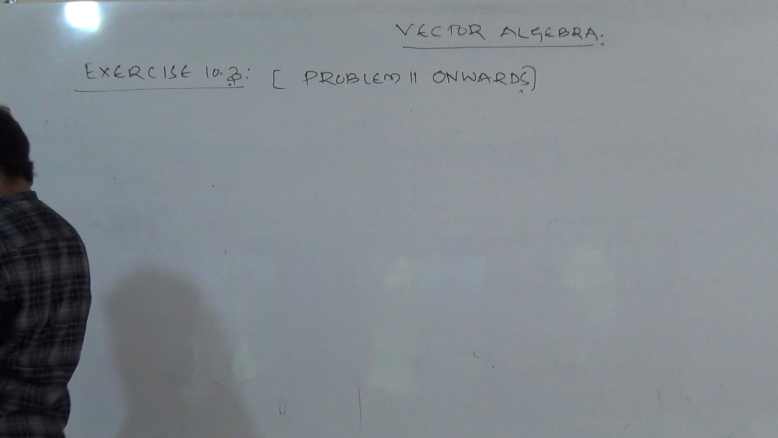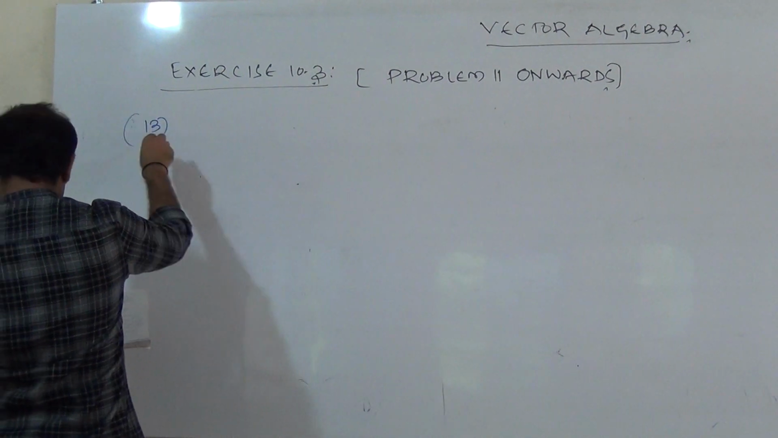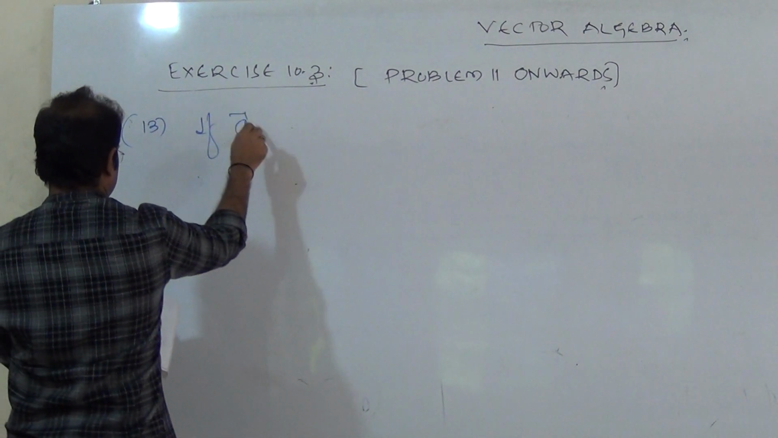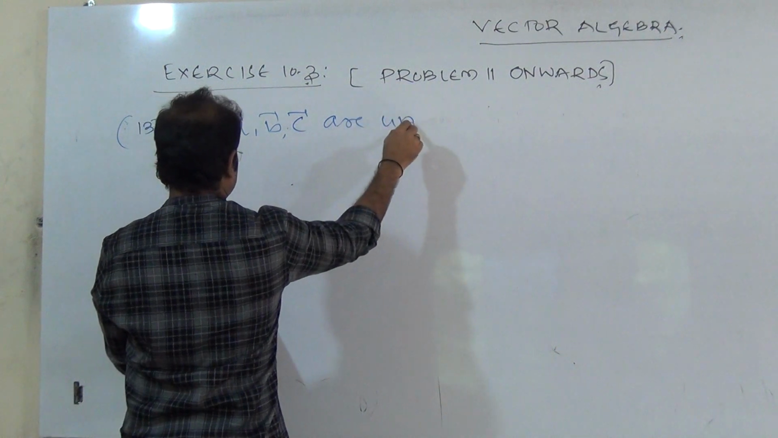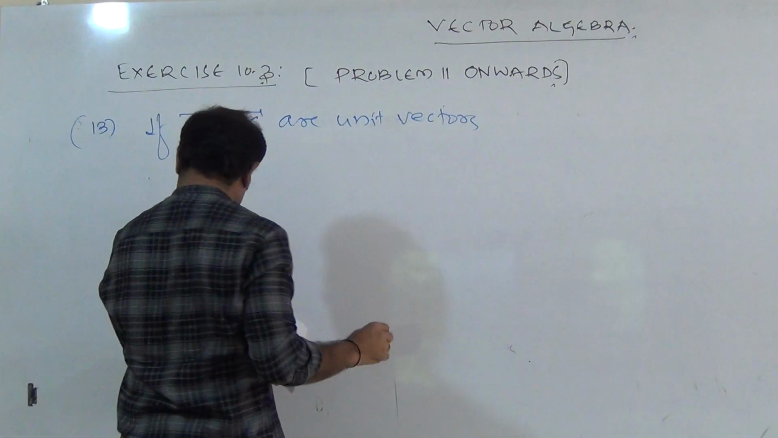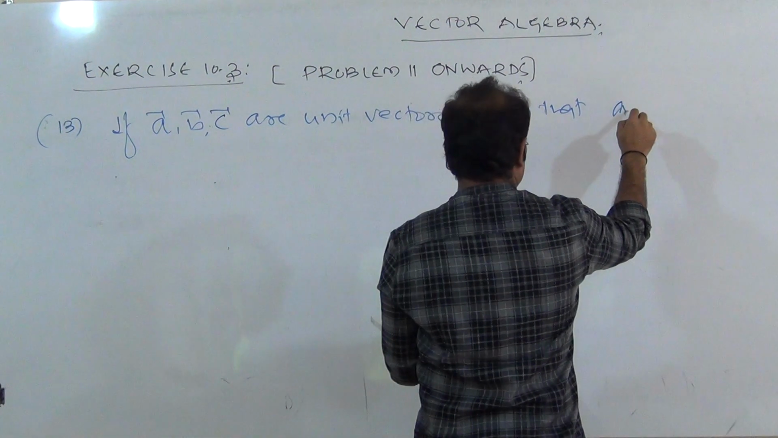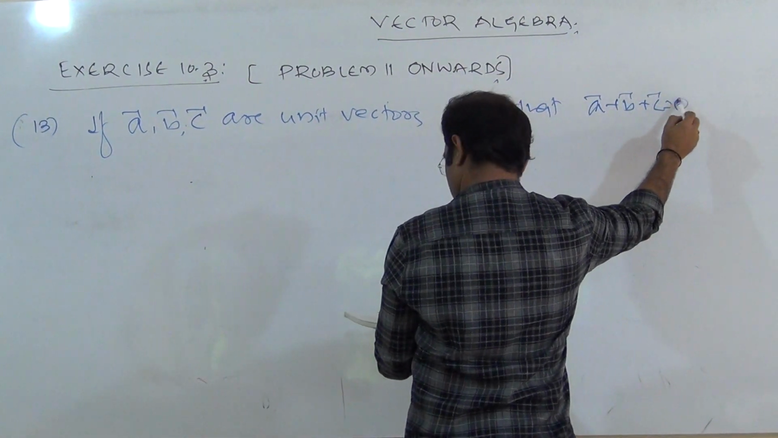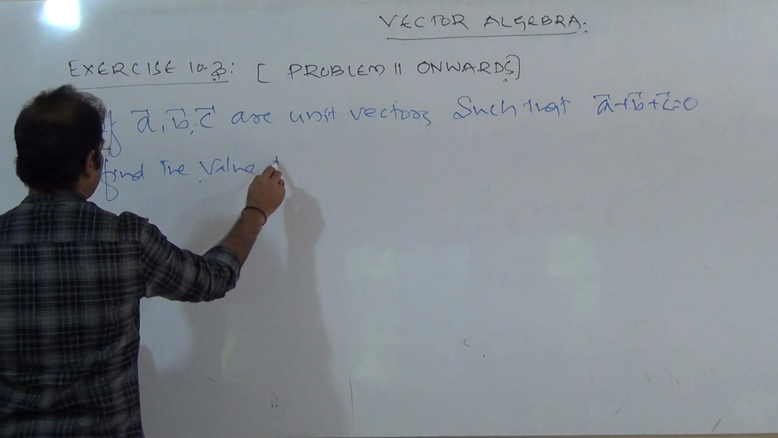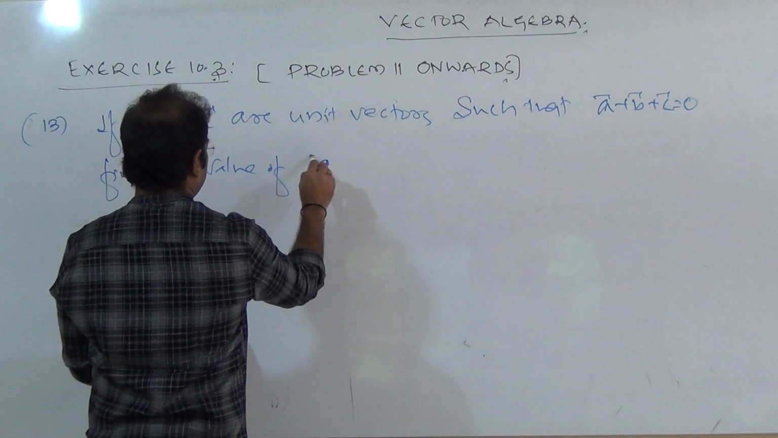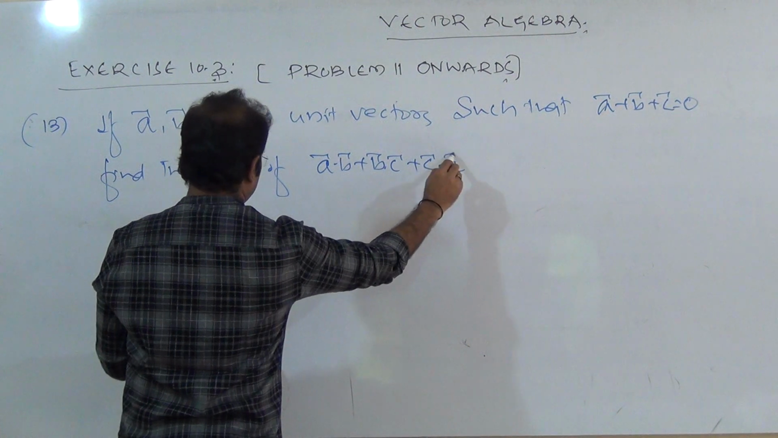Next, 13th question. If A, B, C are unit vectors such that A plus B plus C equal to 0, find the value of A dot B, B dot C, C dot A. It is a very important problem for your CET.